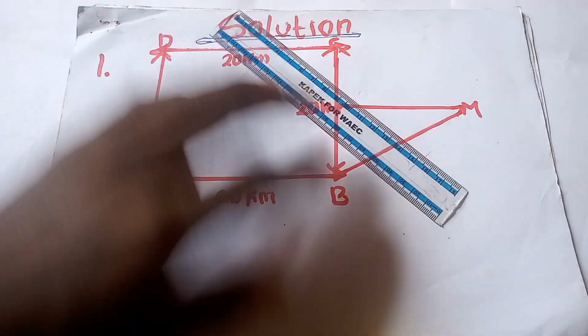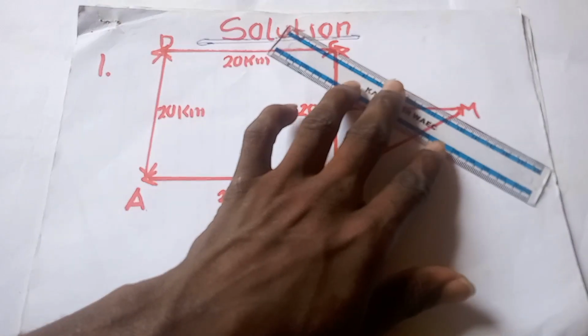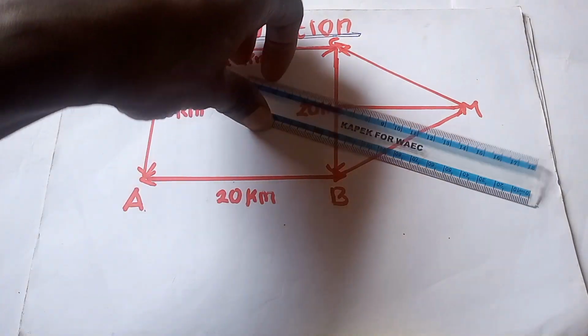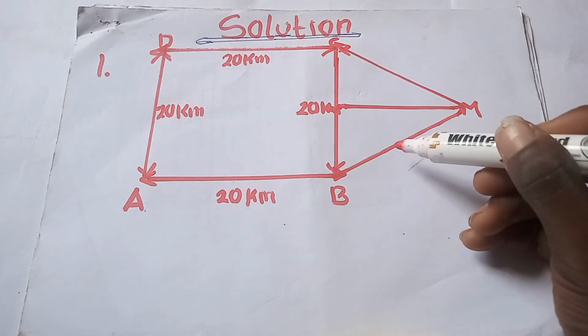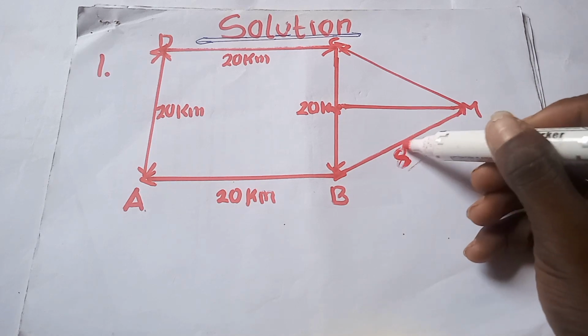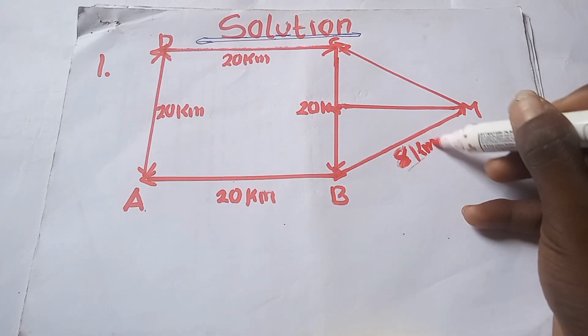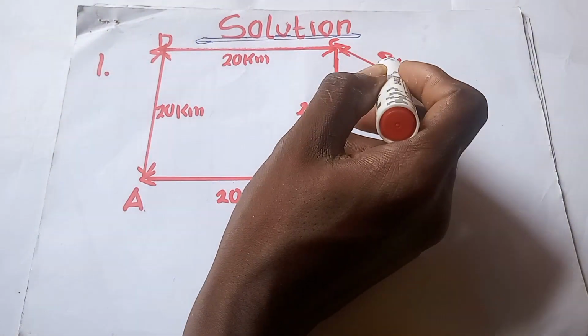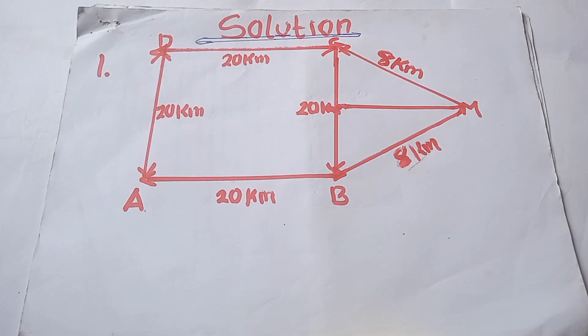So from another point C to M, don't forget they call it two lines. So I have this. This is 8 kilometers. Don't forget, 8 kilometers. Then this also is 8 kilometers. So this is the map that we are asked to interpret. This is the first question. We have done with the first question.